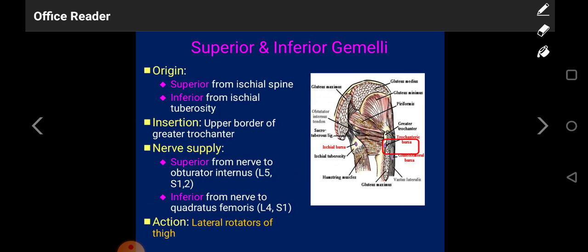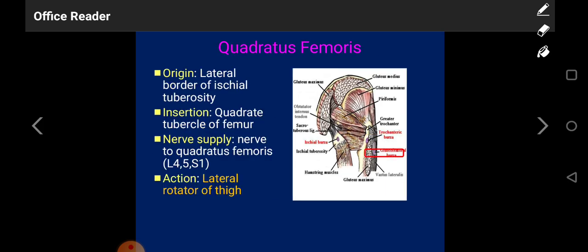Then superior and inferior gemelli. The superior gemellus arises from the ischial spine, and the inferior gemellus arises from the inferior part of the ischial tuberosity. They are inserted on the upper border of the greater trochanter. Nerve supply: the superior is supplied by the nerve to obturator internus, and the inferior is supplied by the nerve to quadratus femoris. Action is lateral rotation of the thigh.